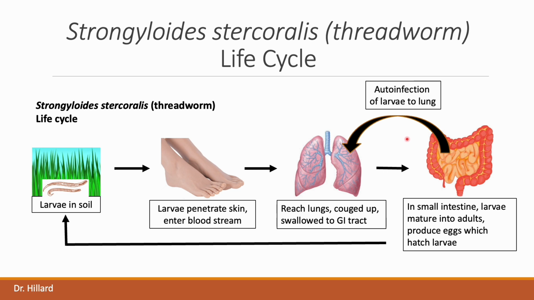Also, Strongyloides stercoralis, unlike hookworm, can auto-infect the lung from the small intestine. The most important thing to remember from the life cycle, however, is that just like the hookworm species, Strongyloides stercoralis has both skin and lung manifestations.